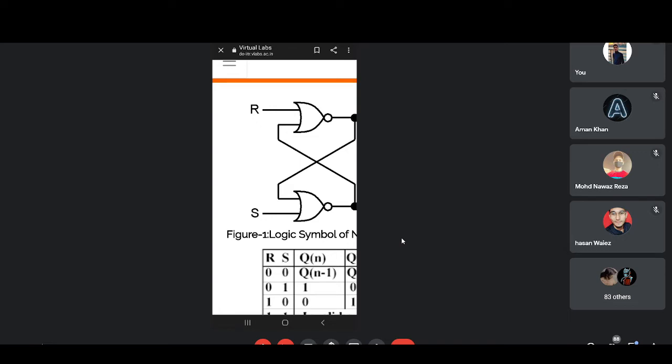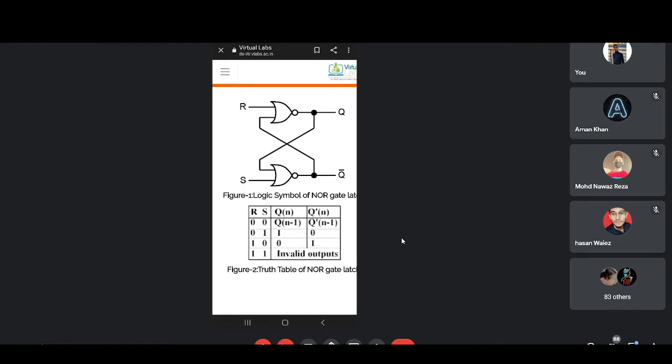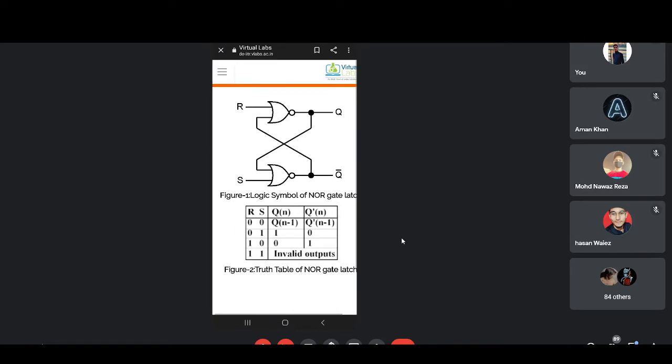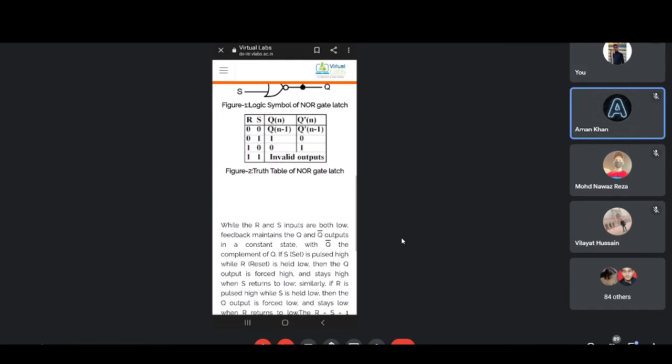So there are three valid states of this SR flip flop, and 11 is the invalid state. We can't take the input as 11 in our RS flip flop, and that is one of the demerits. That is one reason why we go for the JK flip flop. So this is the theoretical part.